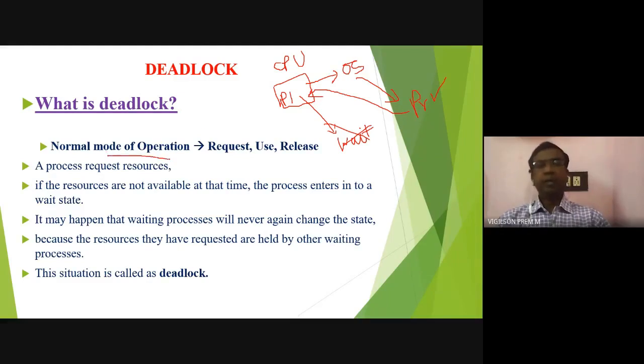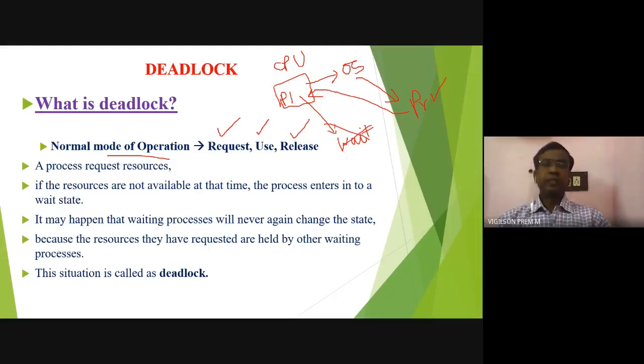The normal mode of operation for any process is: first it will request a resource. If it is allocated, then it will use the resource. After the usage is completed, it will release the resource. Resource means any external device that is required by process P1 during its execution. Those external components are called the resources.